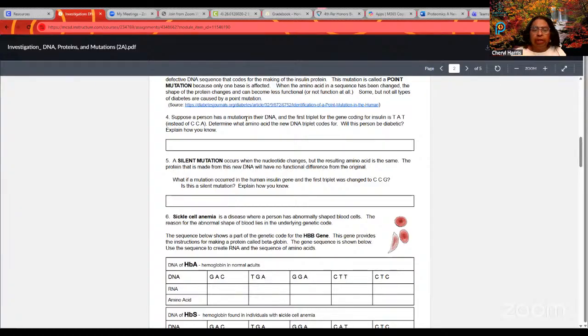And that's what you're going to write in the box. So I need two things in the box. I need the RNA sequence, and then I need the amino acid that you're changing it to.